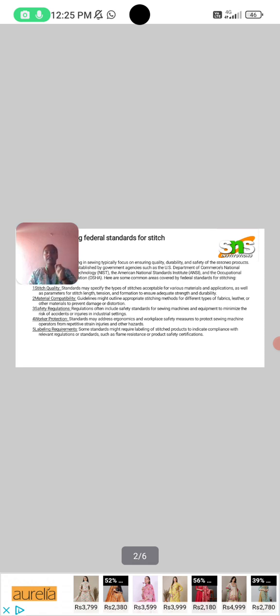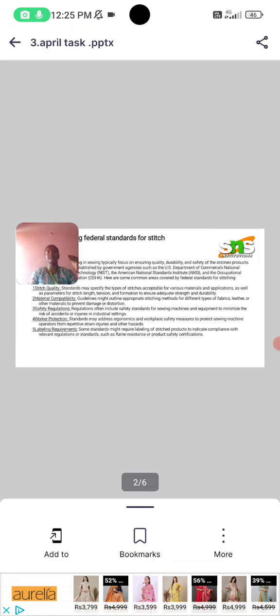Labeling requirements: some standards, not all, only some standards might require labeling of stitch products to indicate compliance with relevant regulations or standards. Then environmental regulations, quality control procedure, documentation, record keeping. These are the common rules of all.